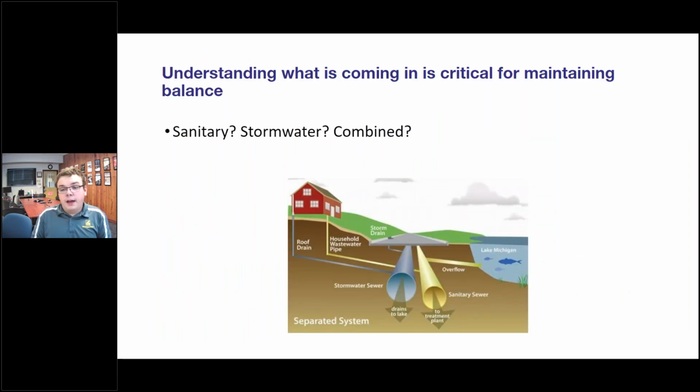Another thing that can happen in a lagoon system that's going to cause issues is not understanding what's coming into your lagoon system. If you're on a sanitary sewer, you're going to get a certain influent all the time. If you're on a stormwater, you're going to get stormwater for a certain amount of time. If you're on a combined sewer, you're going to get both stormwater and sewage, and each one of these has its own unique problems. It's important to realize what sewer you're on and deal with these problems accordingly.